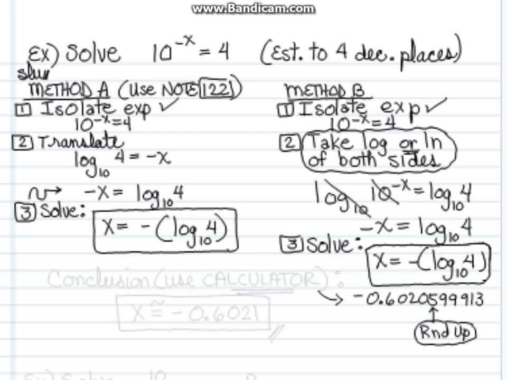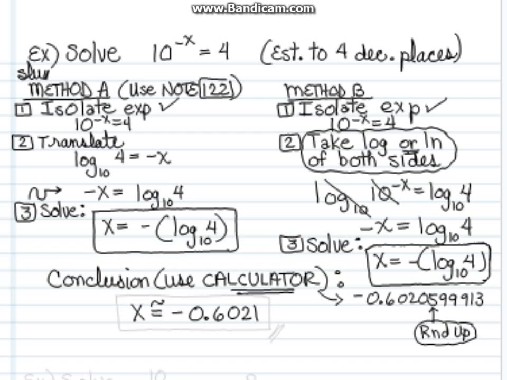Now if we were doing this as homework, we'd have to run it through our calculator. The conclusion is use your calculator and evaluate negative log base 10 of the number 4. And we're going to get a decimal that we round to 4 decimal places. I didn't show you where it rounded. Well, I actually wrote it in here.